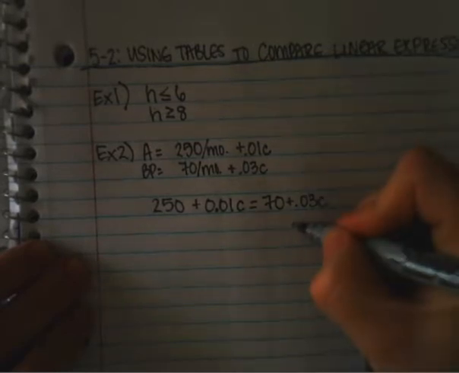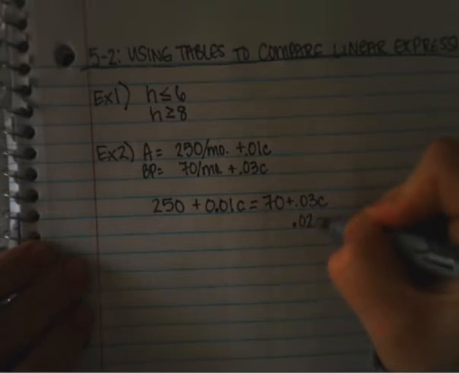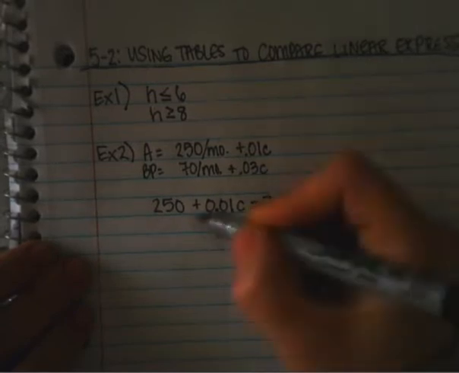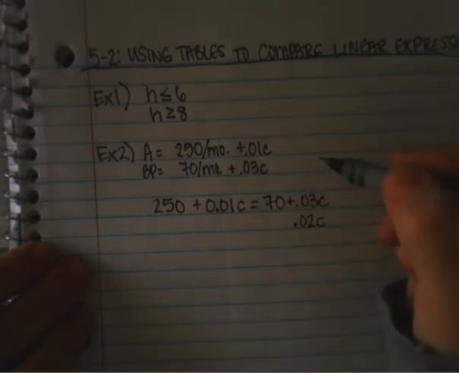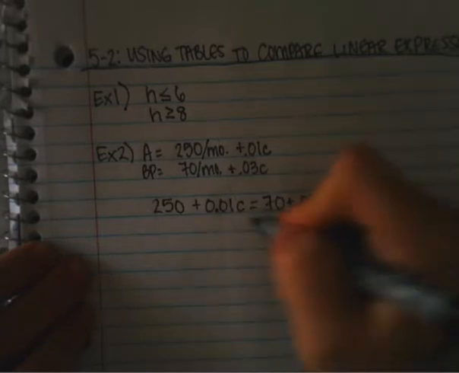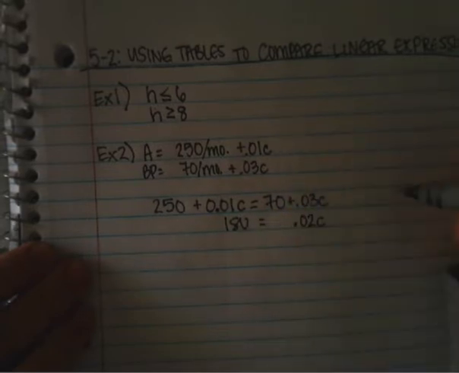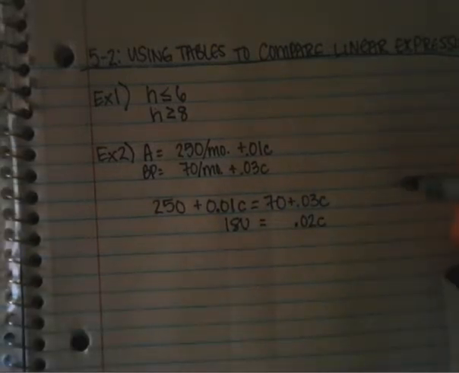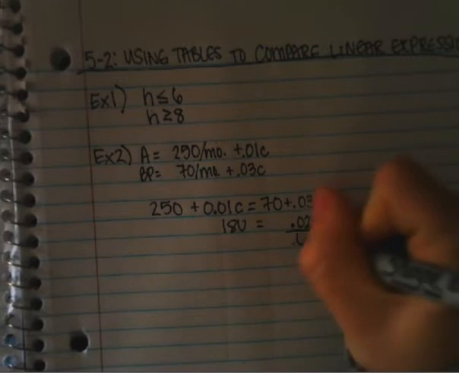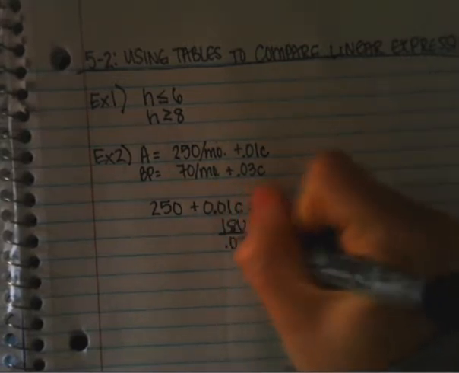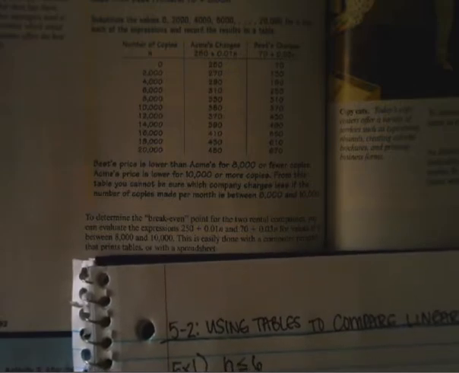So I would end up with 0.02c, and let's see, 250 minus 70 is 180. $180 divided by 0.02. I think the book actually did this. No, I guess they didn't. So let's get out our calculators.